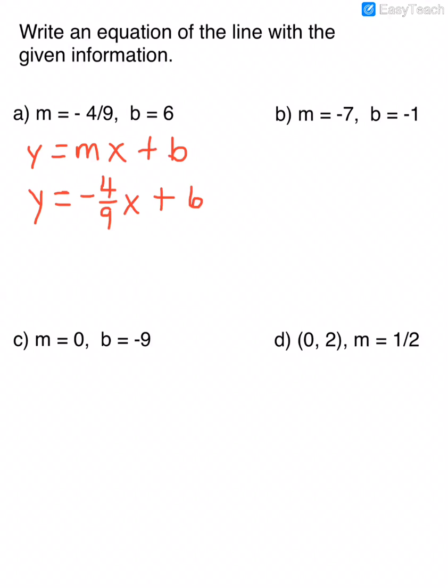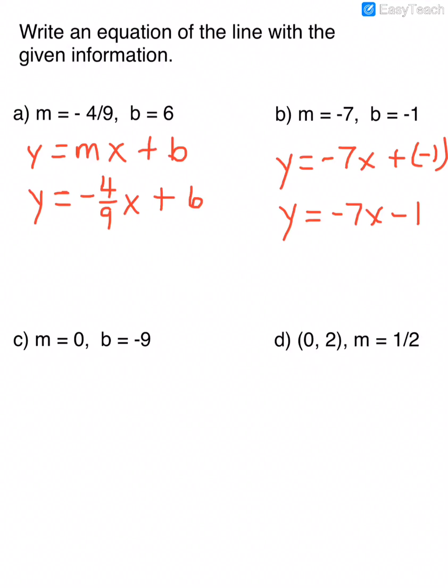B is also giving us the slope and the y-intercept. So again, we're just going to plug that information into slope-intercept form. So we would have y equals, my m is 7, x plus b, so that's plus a negative 1. Well, let's clean that up a little bit because we don't want two signs touching each other. So I have y is equal to negative 7x minus 1. Wait, with m as 7 that would be y equals 7x minus 1. And that's our equation in slope-intercept form.